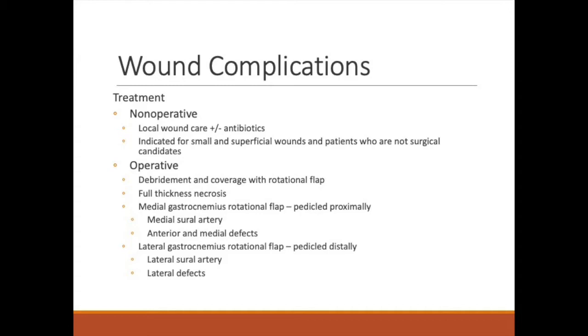The lateral gastrocnemius rotational flap is pedicled distally, and so usually you'll release the medial flap off of the Achilles tendon and wrap it around. With the lateral gastroc, you'll release it off of the femur and wrap it around, and so it's much better for distal and lateral defects, particularly as you extend down towards the tibial shaft. This is fed by the lateral sural artery.